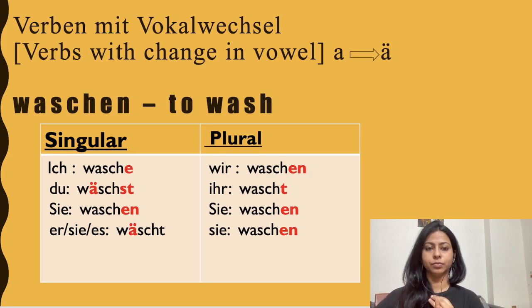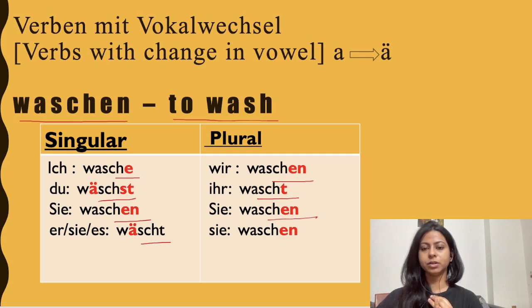The next verb in this category is waschen, which means to wash. So ich wasche, du wäschst, er/sie/es wäscht, wir waschen, ihr wascht, sie waschen, Sie waschen. So if you notice, A changes to A umlaut, and in er/sie/es as well A changes to A umlaut.